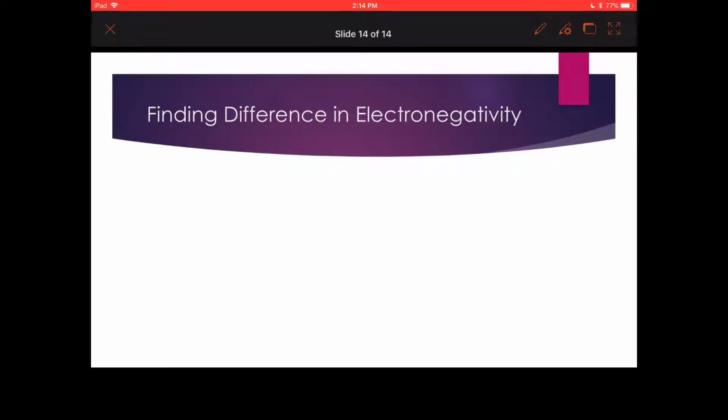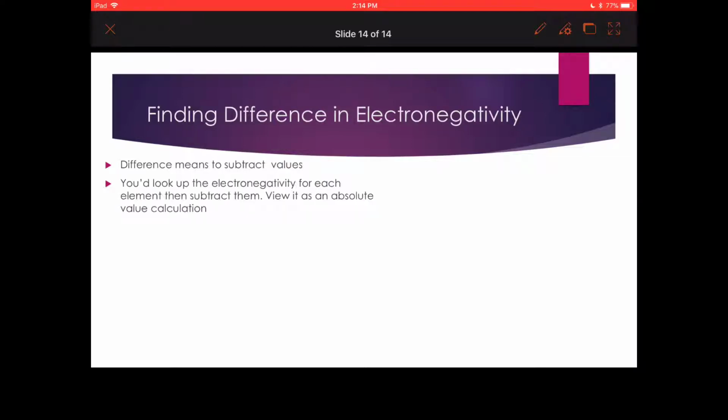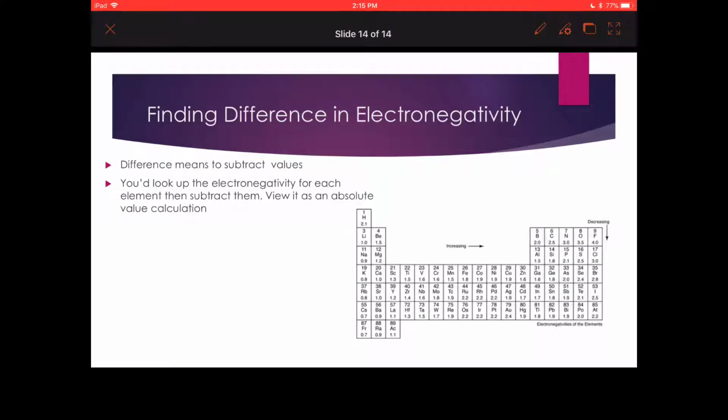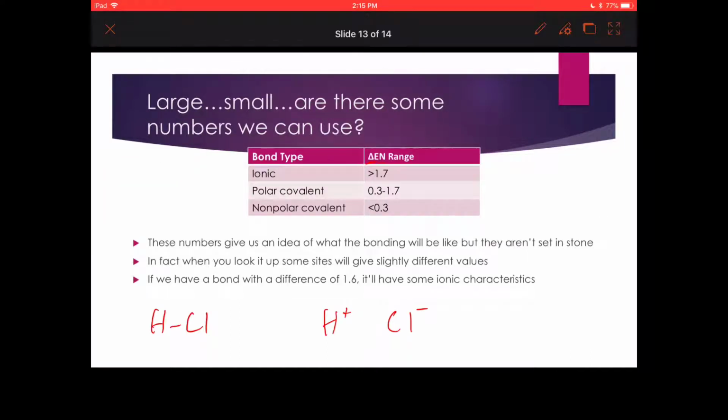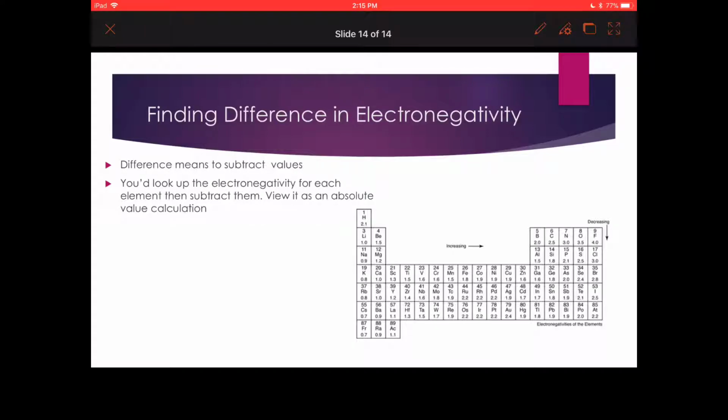So how do we find this? Well, difference means subtract. We're going to subtract their values. We would look up the electronegativity for each element, then subtract them. And you want to view this as an absolute value calculation, so don't worry about putting one in front of the other. Just focus on the value itself. I don't expect you to memorize these values. You should know the trend, and you should know that chart we looked at, but I don't expect you to memorize the individual values. But you should be able to solve for this.